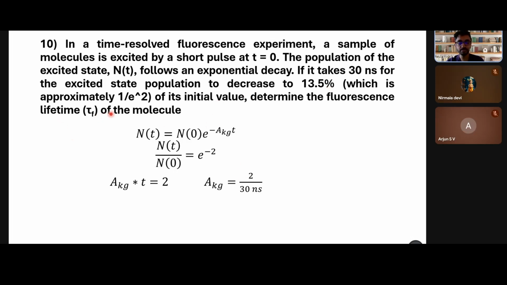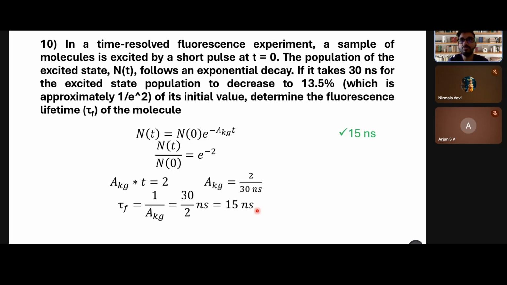We are not calculating a_kg directly now because we have to determine the fluorescence lifetime of the molecule. And from the past answer, we saw that the fluorescence lifetime of the molecule is given by 1 by a_kg, which is now 2 by 30. So if you substitute here, you will get tau f, the fluorescence lifetime, which will be 30 by 2 nanoseconds, which will be 15 nanoseconds. So the answer will be 15 nanoseconds.